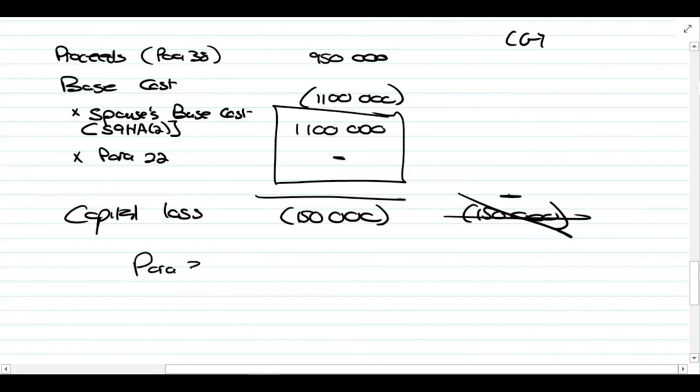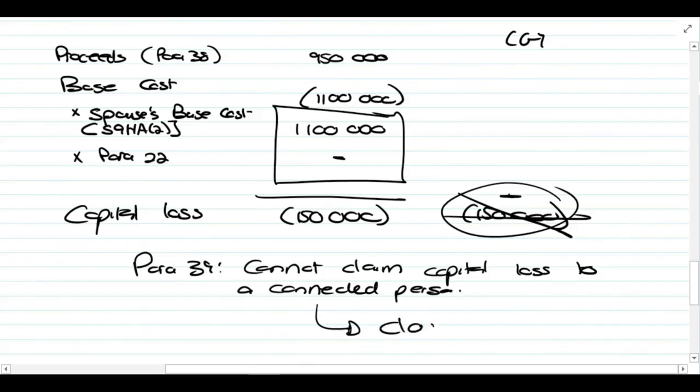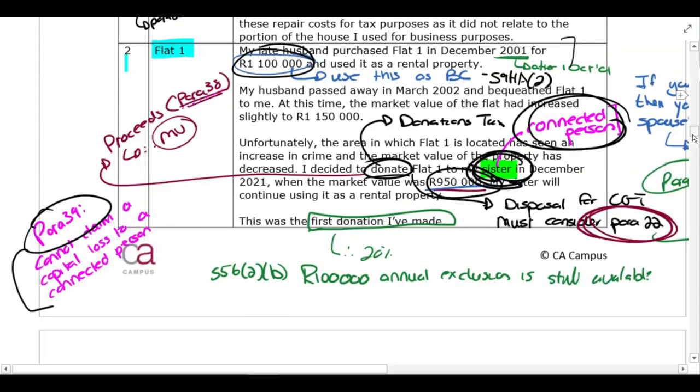Why? Because paragraph 39 says cannot claim capital loss to a connected person. Next year or the year or whenever in future, if we make a capital gain to that connected person, then you can knock that 150,000 rands off against the capital gain. They call this a clogged loss. Commonly, if you don't use that term, guys, perfectly fine. I said it's more of something they call it.